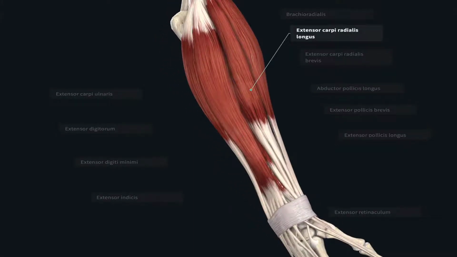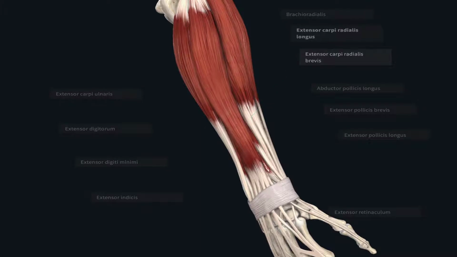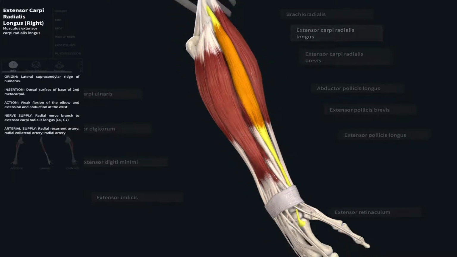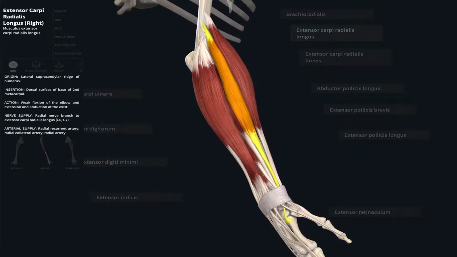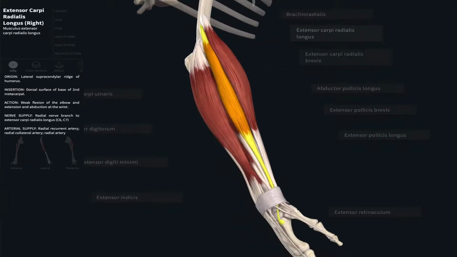The first name tells us the action, so these will be the extensor muscles of the wrist on the radial side with either a long or a short tendon. So the extensor carpi radialis longus muscle has a long name. However, it's a very descriptive name that will tell you exactly where it goes and what it does. So this is an extensor of the wrist on the radial side with a long tendon.